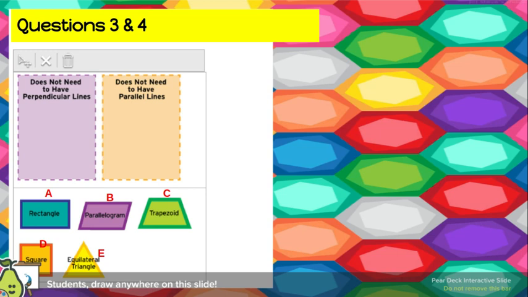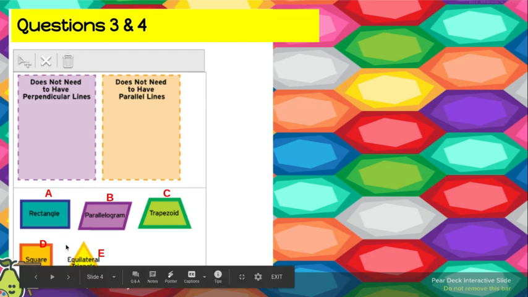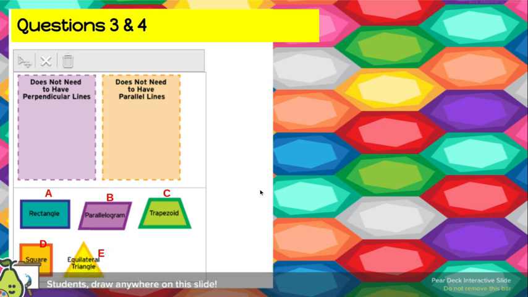So pause your video now, find question number 3, and tell which shapes from the bottom do not need to have perpendicular lines. Then go to question 4 and tell me the shapes that do not need to have parallel lines. Remember, the names of the shape will be labeled A, B, C, D, and E in your question choices. Once you've answered question number 3 and question number 4, turn your video back on to move on to question number 5.